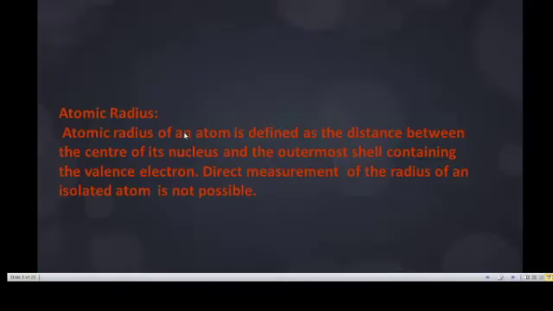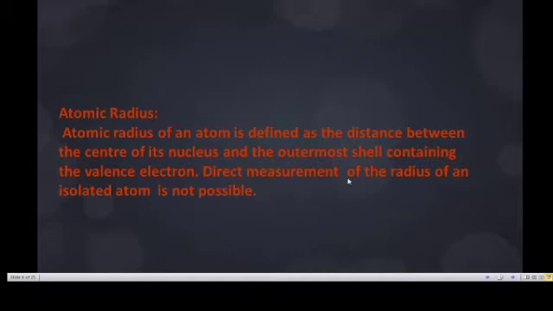First, atomic radius. What is atomic radius? The atomic radius of an atom is defined as the distance between the center of its nucleus and the outermost shell containing the valence electron. Valence electrons are always present in the outermost shell.